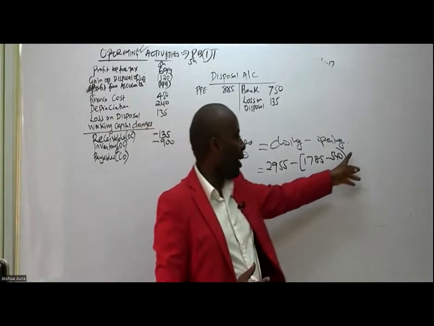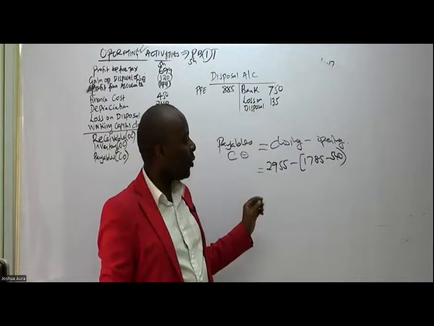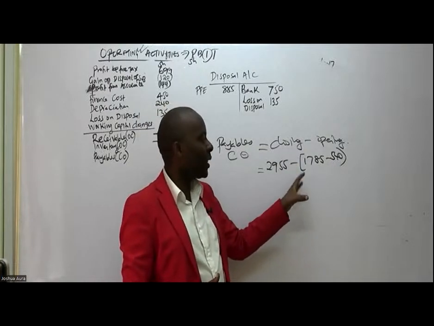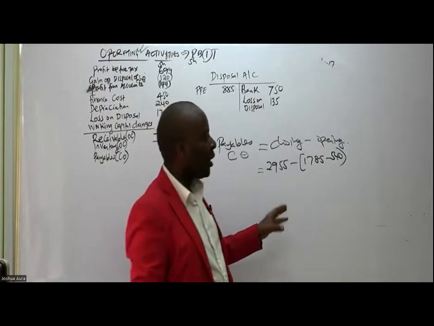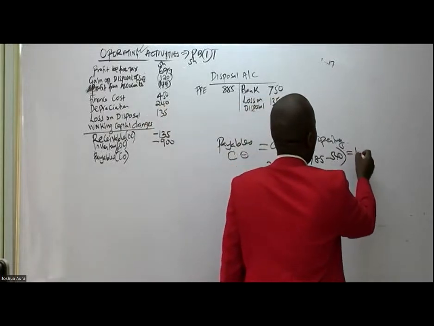So then what figure do we have here, my friend? Remember in the calculator, you take 2955 minus open bracket, 1785 minus 540, you close. So in this case, it is positive 1710.